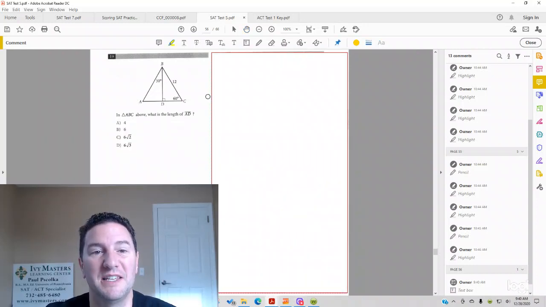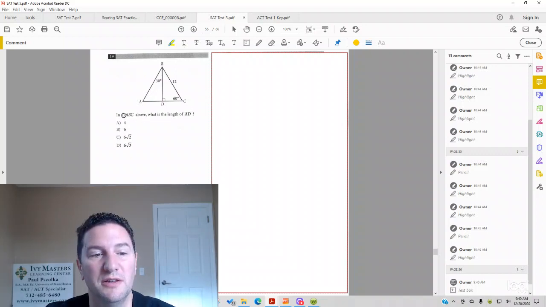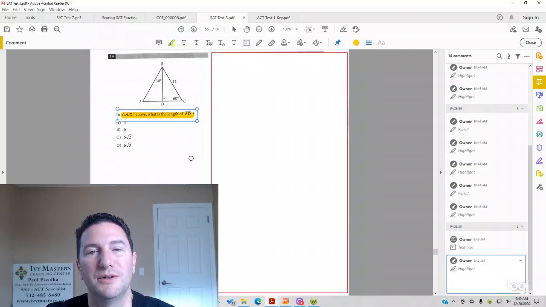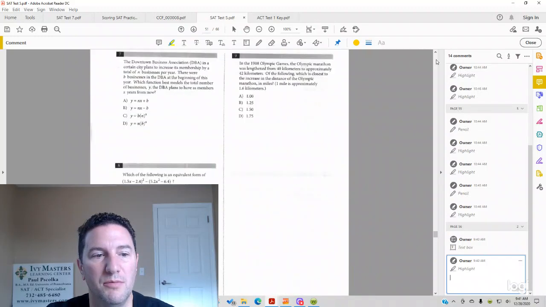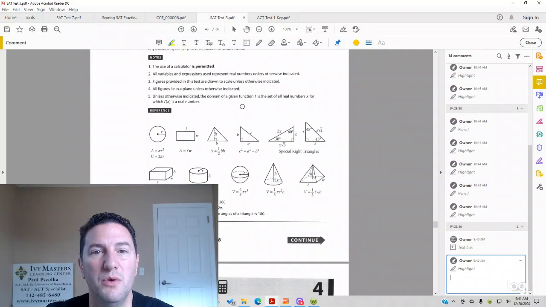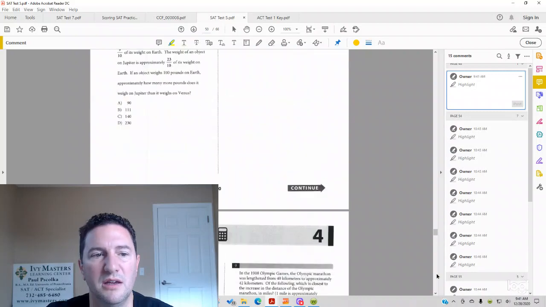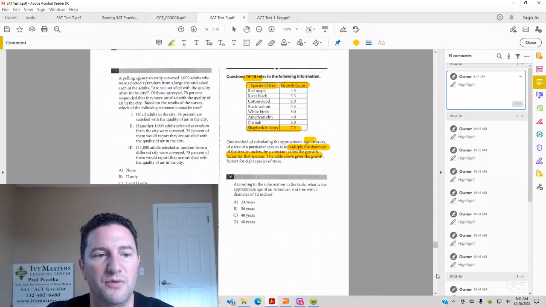And today we're going to look at Test 5, Section 4, number 19, which reads, in triangle ABC above, what is the length of AD? So there's a little trick that you could use here. And actually what I'm going to do is go back to the very first page. It actually says this on the SAT, but very few students know it or take advantage of it. Under notes, number 3 says, figures provided in this test are drawn to scale unless otherwise indicated. So how could you use that to your advantage?